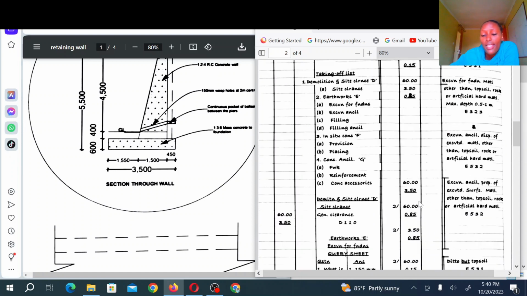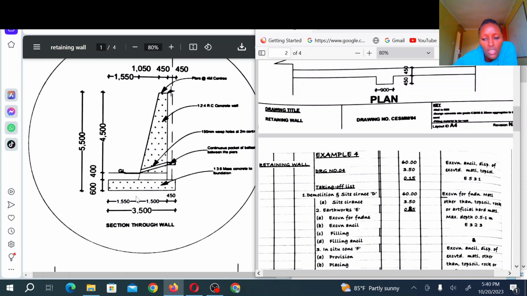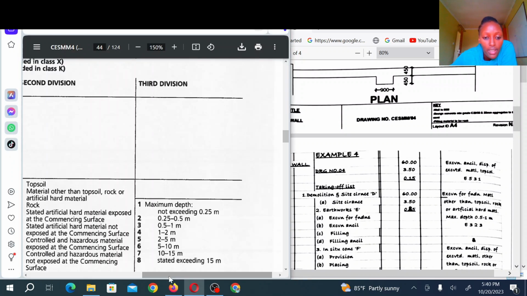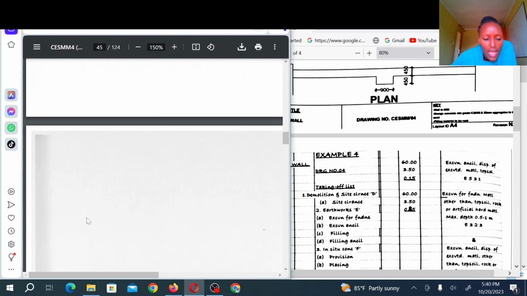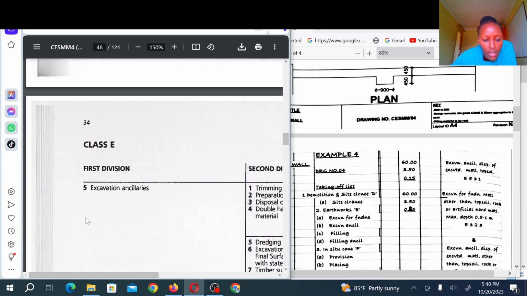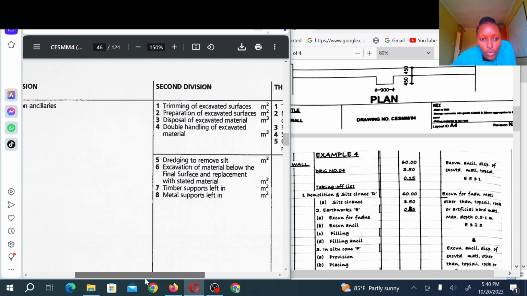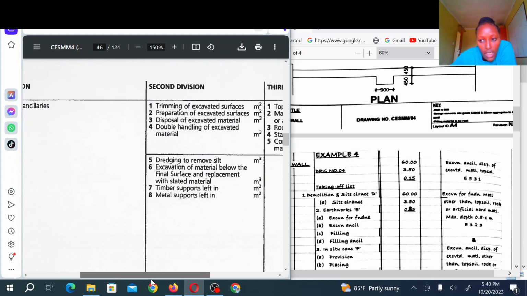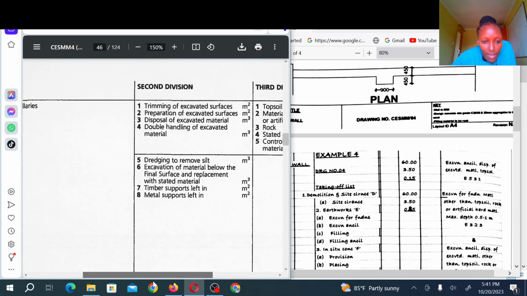So we shall go to the next item, which is excavation auxiliaries, disposal of excavated material. You see, once we excavate the topsoil, it should be disposed. So we shall go to excavation auxiliaries. That is still in class E. So we shall go to CESMM, class E, then to excavation auxiliaries, and then to disposal of excavated material.